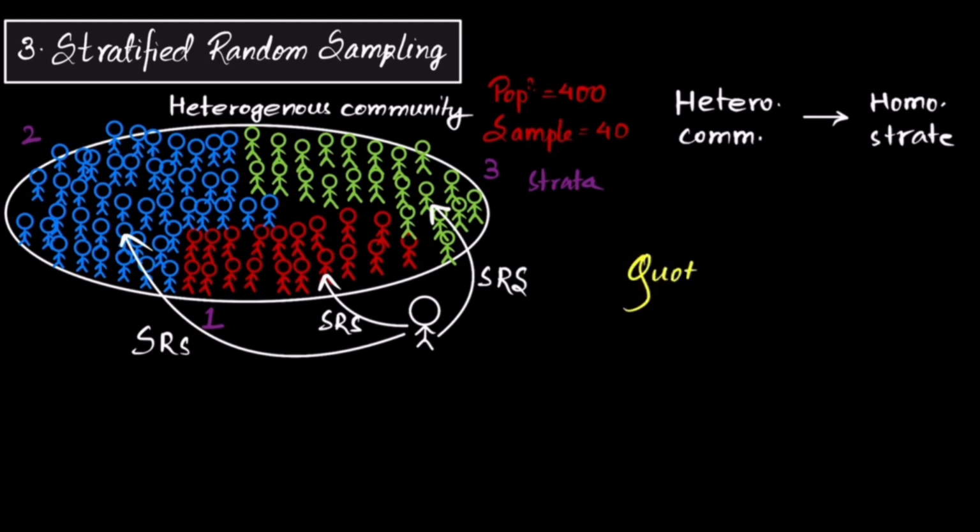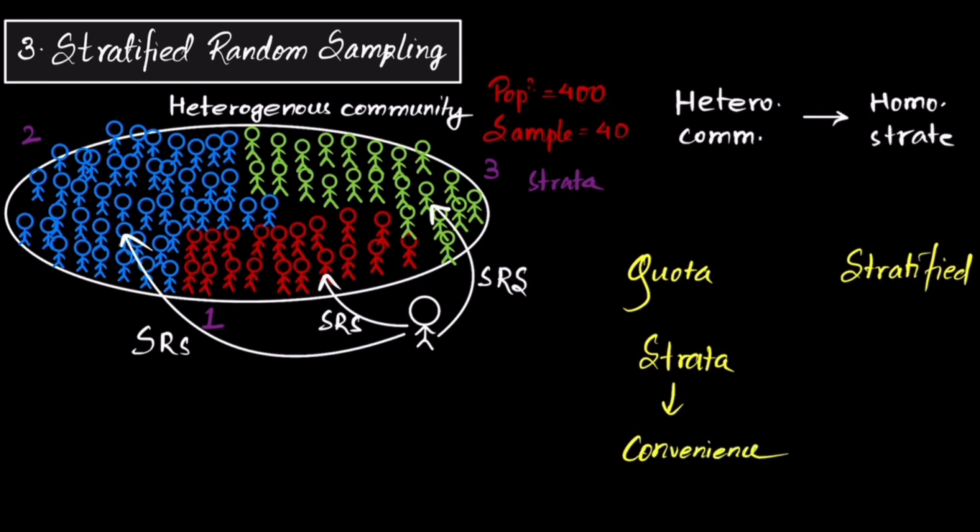So you have quota sampling and stratified sampling. In quota sampling, the whole community is first divided into strata, and then on this strata, convenience sampling is done. That's why it is not random. In stratified sampling, the whole community is divided into strata, and then to each individual strata, simple or systematic random sampling is done, making the sample random and highly representative.